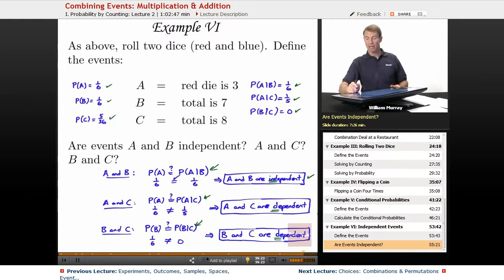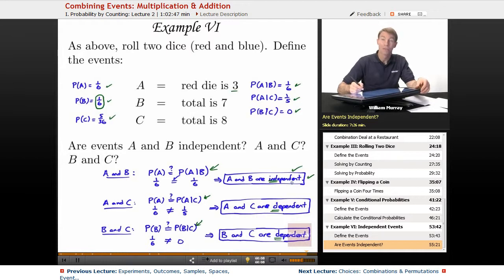So that kind of answers the problem, but it would be nice to have some intuitive reason for why these might be true. For A and B, it's not so obvious. If the red die is 3, what does that tell you about the total being 7? And the answer is it doesn't really tell you anything, because the total being 7 was a 1/6 chance anyway. If the red die is 3, then I know to get the total being 7, I need the blue die to be a 4. And there's a 1/6 chance of that. So telling me that the red die is 3 gives me no new information about whether the total is 7. That's why A and B are independent.